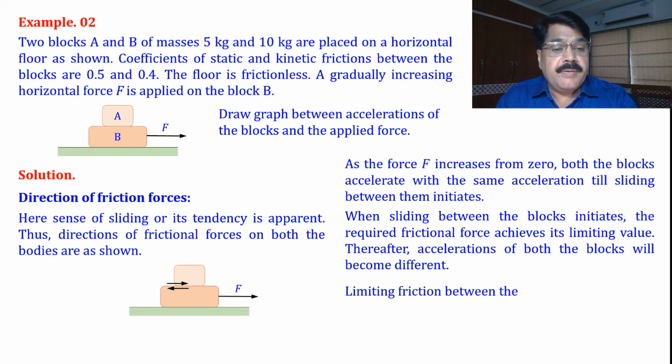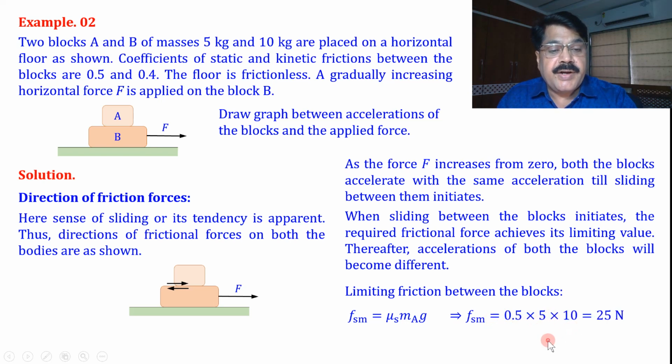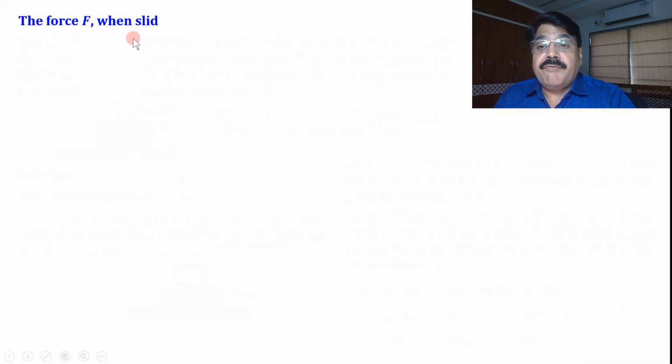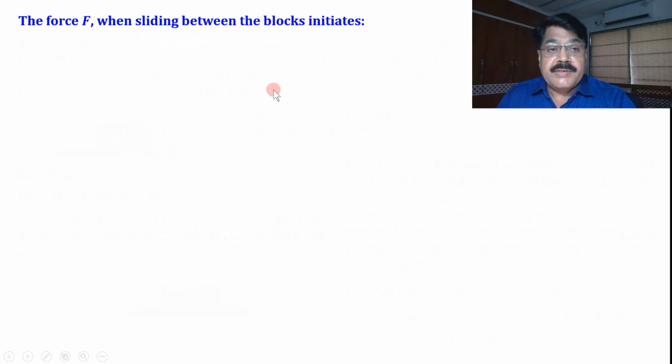Limiting friction between the blocks: F_SM is equal to mu_S into M_A into g. It is again the same. So mu_S is 0.5, M_A is 5 and g is 10, so it is 25 Newton. So F_SM is 25 Newton. Now, what about the force F when sliding between the blocks initiates? We know that when sliding is about to occur, the friction required to prevent sliding has achieved its limiting value. So we assume the required friction is limiting and calculate the force F.